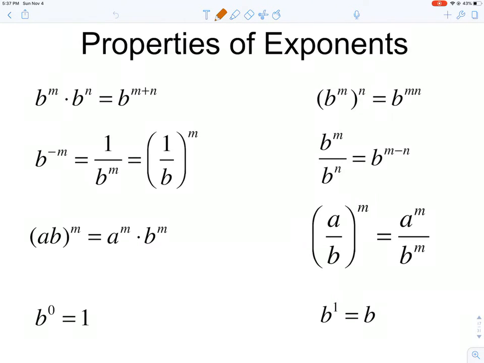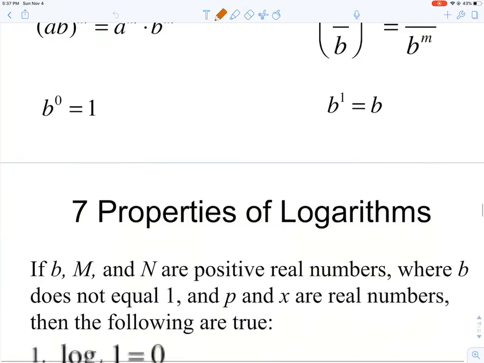So remember, I told you guys I'm expecting you to already know your properties of exponents. Come talk to me if you need any help with those.